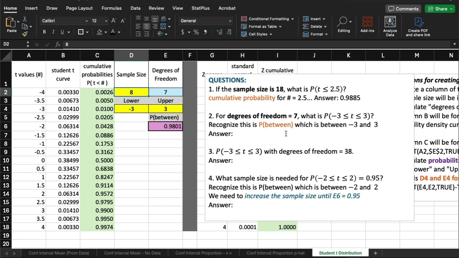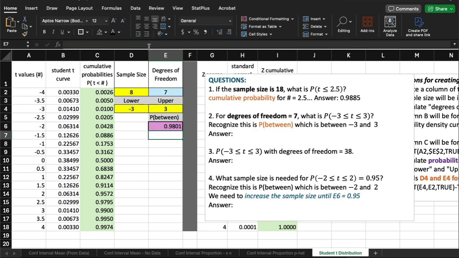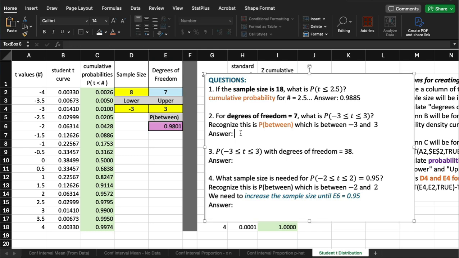So then all we're going to do is look for the answer to the question in cell E6, because we had already typed in the formula prior to this. This is the formula that we need for probabilities of t-values in between two numbers. So I don't have to touch that at all. I just wanted to show it to you that it's there. So we're just going to read that number. And so the answer is 0.9801.